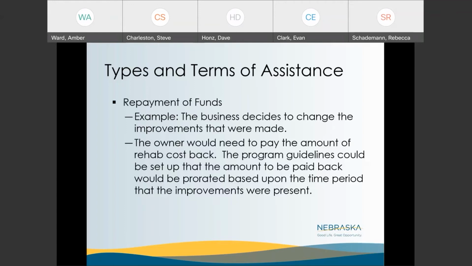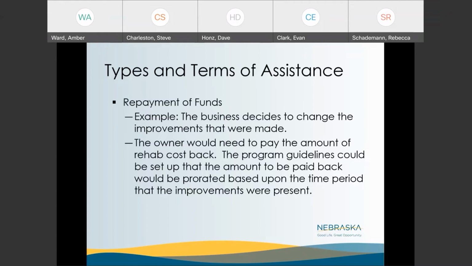Okay, back to types and terms of assistance and repayments of funds. If a business decides to change the project before the affordability period is achieved, the owner may need to pay those funds back, whatever the cost of the rehab is. The grantee, the subrecipient, could make the business owner pay those funds back.